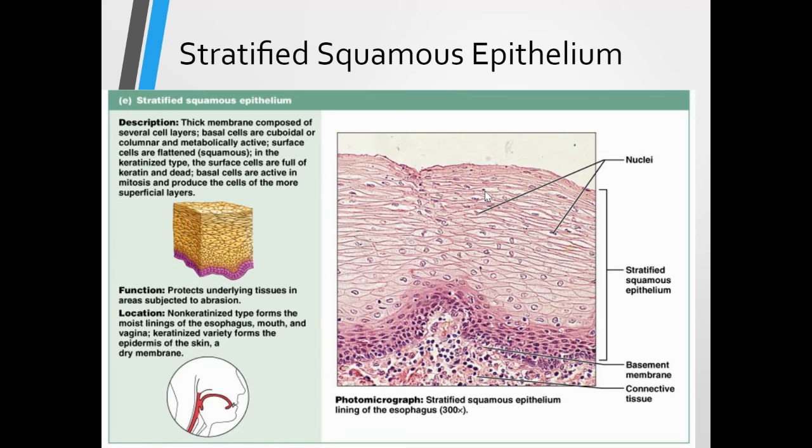It is going to be subject to a lot of abrasion or sloughing off, and that's why it's important to have the multiple layers. Okay. And it is found in the esophagus, the mouth, the vagina. It could be in the skin epidermis.